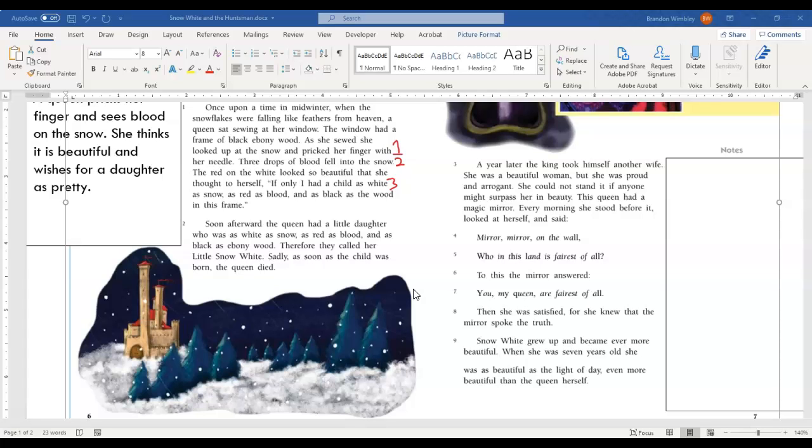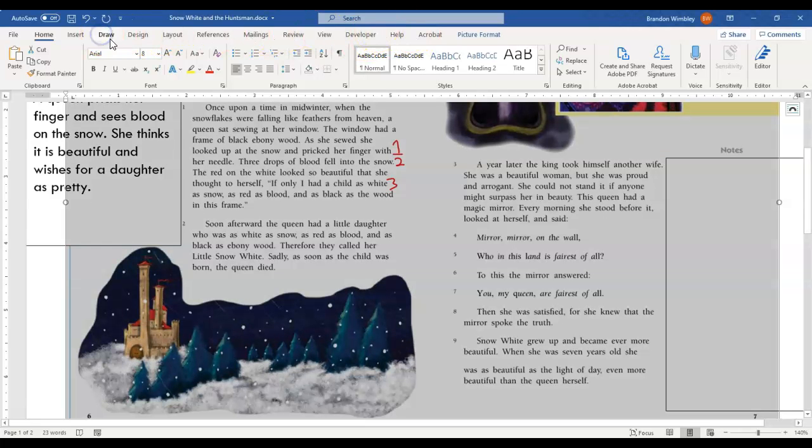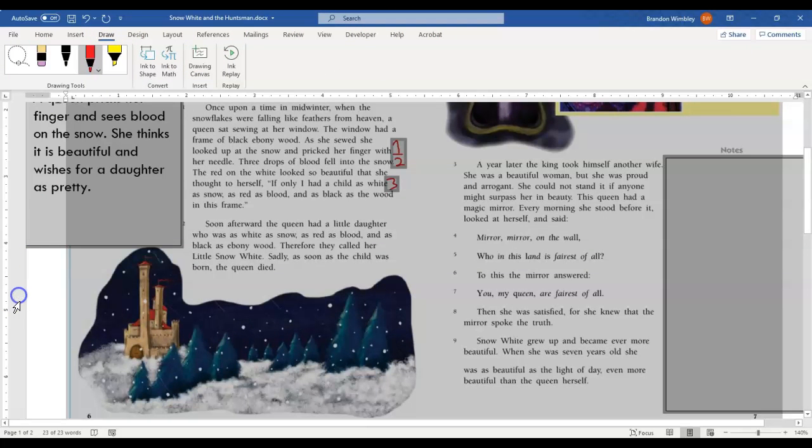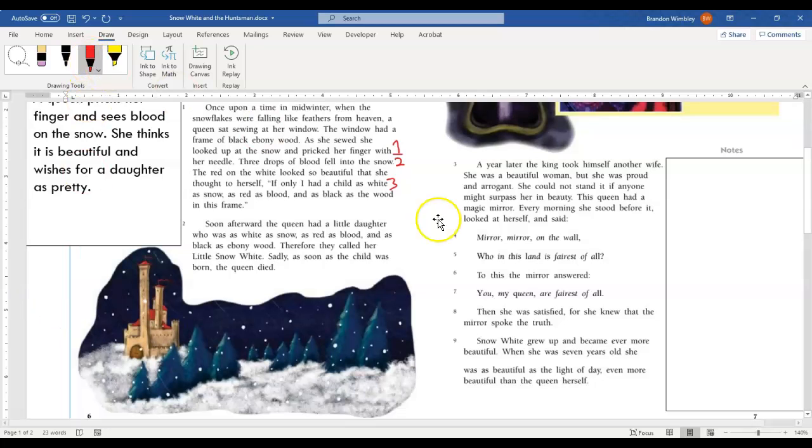Soon afterward, the queen had a little daughter who was as white as snow, as red as blood, as black as ebony wood. Therefore they called her Little Snow White. Sadly, as soon as the child was born, the queen died. So, that's a kind of depressing story. So, let's get on with our next part.